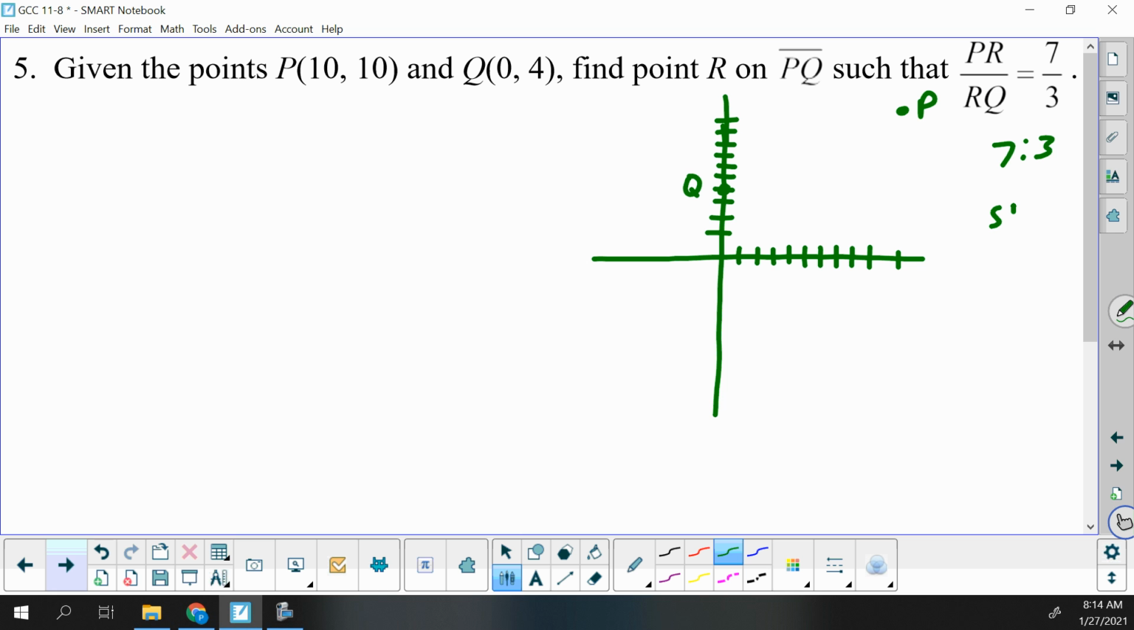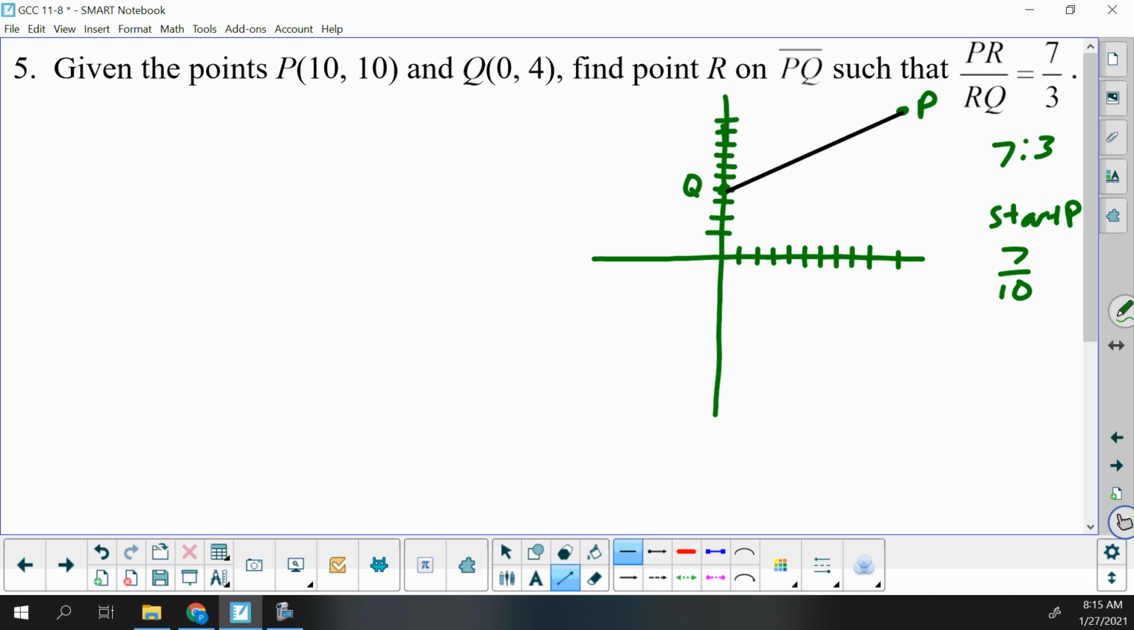So if we start at P, we should be 7/10 of the way. While I'm thinking of it, let's go ahead and connect those, because we'll want to be able to check our answer. So again, P to R had the 7, so that's why we're starting at P, and we're doing 7 parts out of 10 total parts. So from P, we've got to move left. 10 to 0 is moving left 10. And then we've got to move down to get to Q. 10 to 4 is moving down 6.